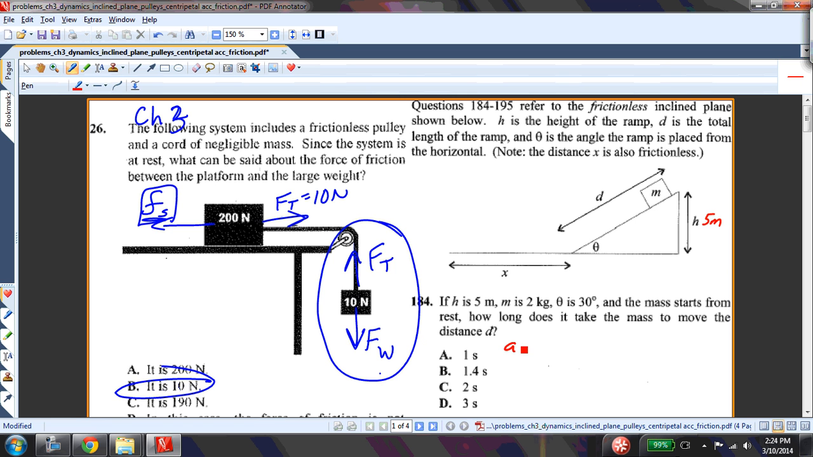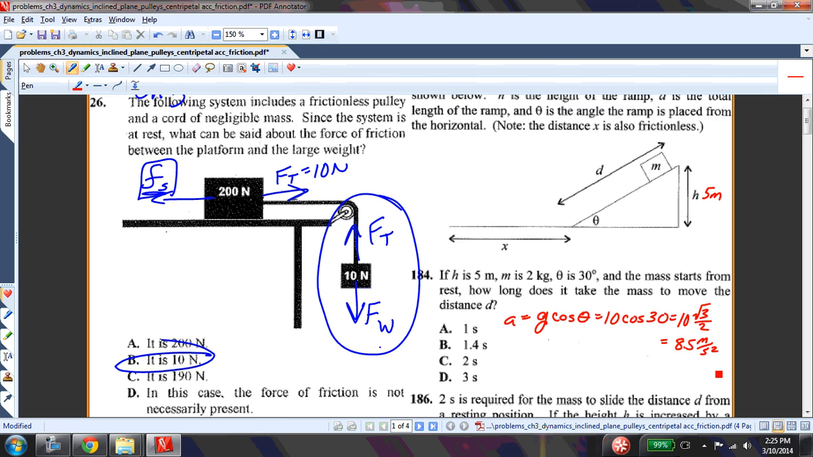I already know that the acceleration is g cosine of theta. So that's going to be 10, what was theta here? Cosine of 30. So I'm accelerating this length d by 10 cosine of 30. The cosine of 30 is root 3 over 2. 10 root 3 over 2, that's 5 times 1.7, that's what, 8.5 meters per second squared. So that's my acceleration.